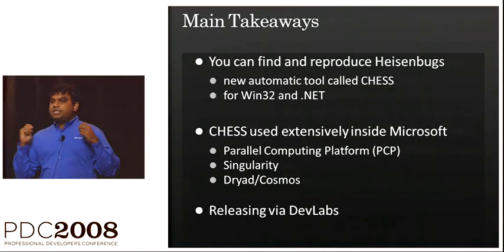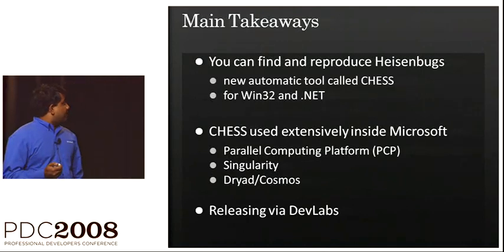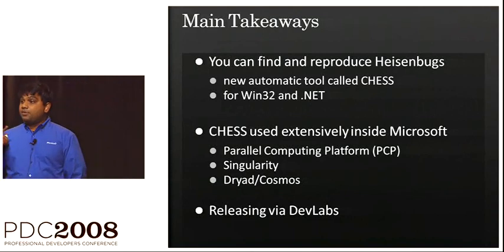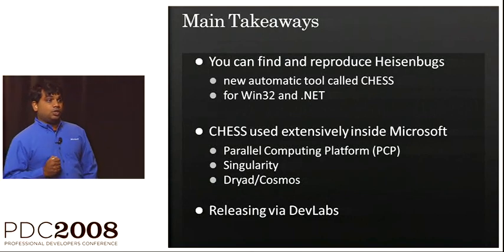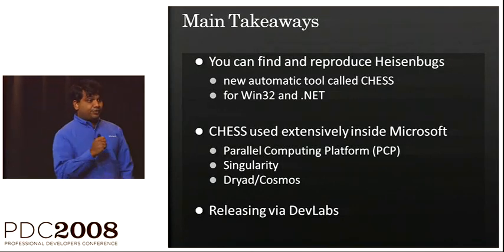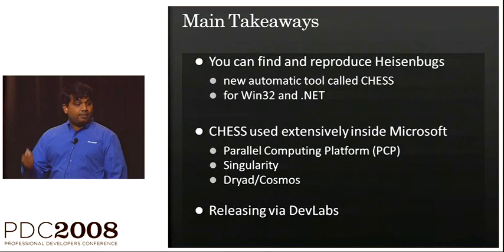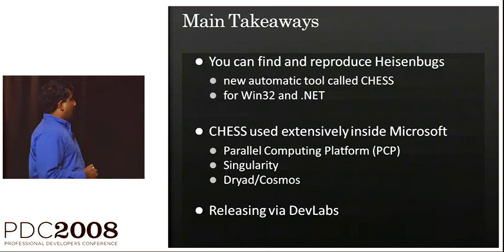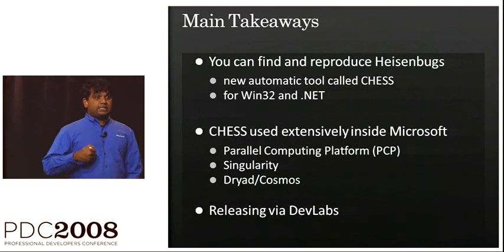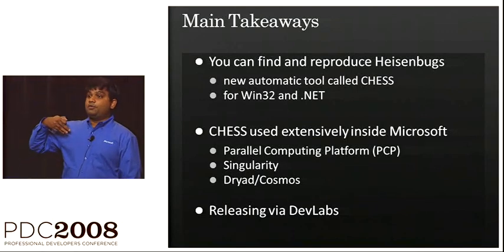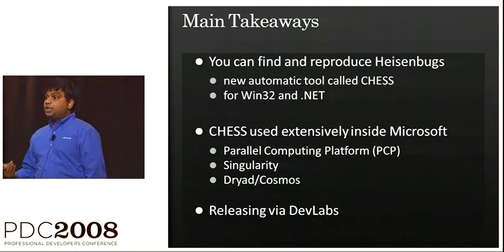So what are you going to see in this talk? First of all, we'll present a tool called Chess that will help you find and reproduce deterministically your concurrency bugs. We have this tool working both for native as well as managed programs. We'll be demonstrating both. And Chess is far from being a research tool. We have worked on Chess for almost 2 years now.